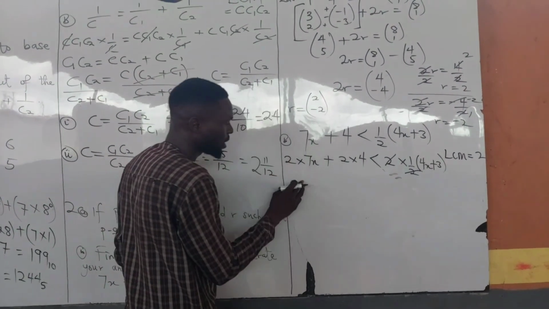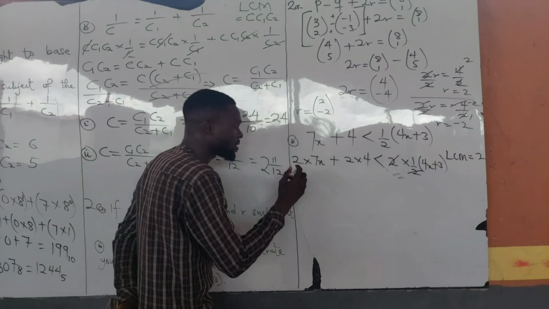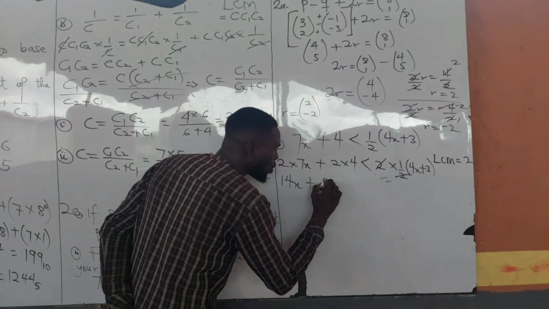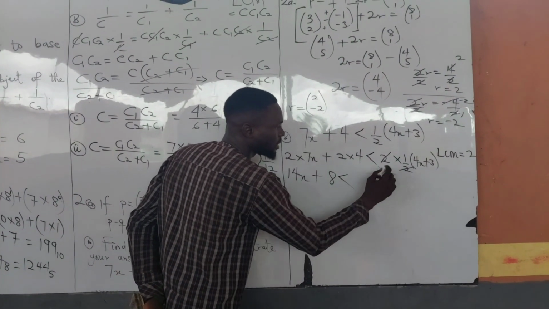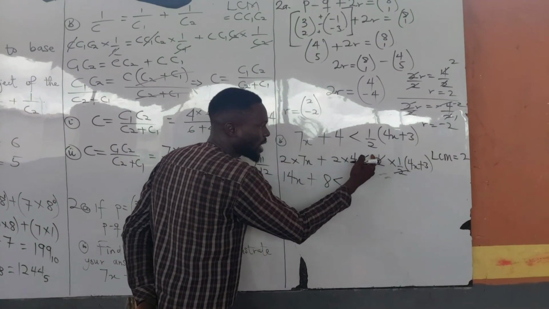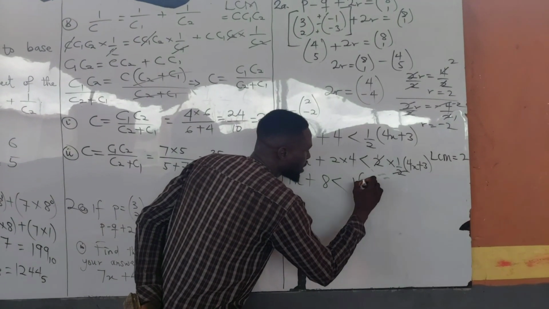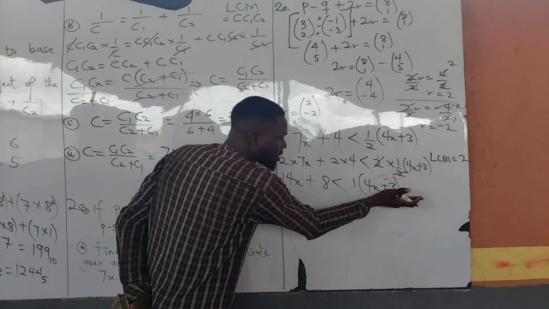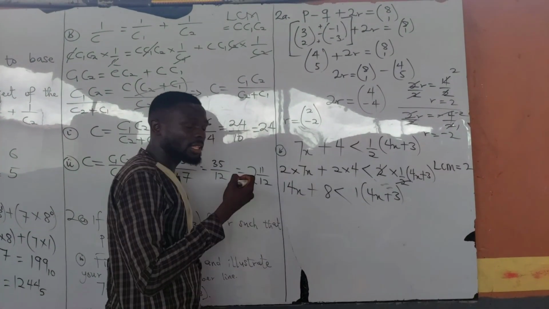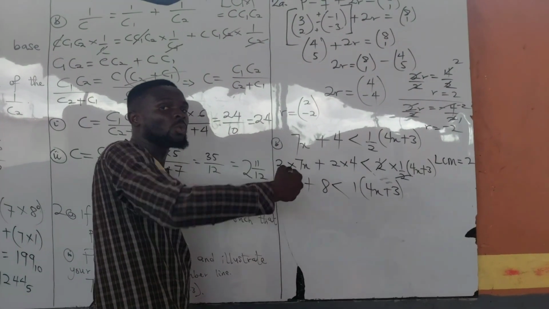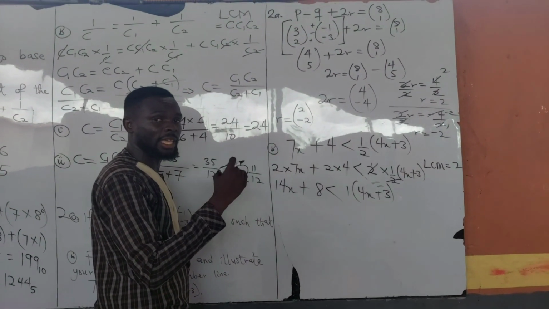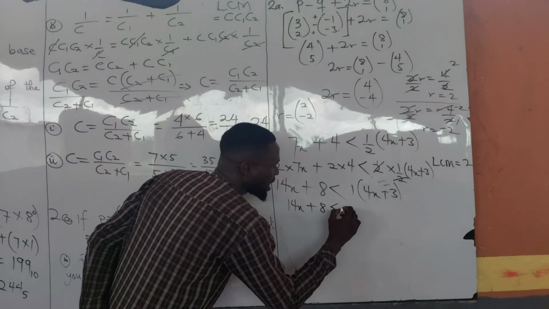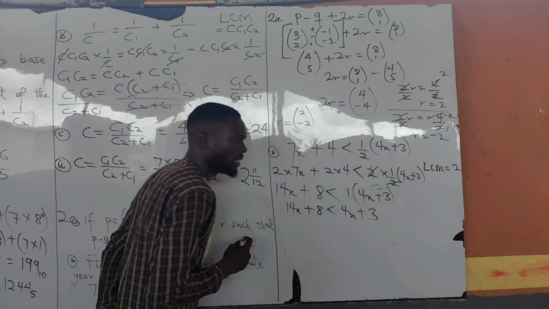Now what are we having? 2 times 7x is 14x plus 2 times 4 is 8 less than, now you are having 1. Once you cancel, you are having 1 times 1, which is 1 bracket of 4x plus 3. With this, what do you do? You clear the bracket. After fractions, we clear the bracket if there should be a bracket. So now we are having 14x plus 8 is less than 4x plus 3.